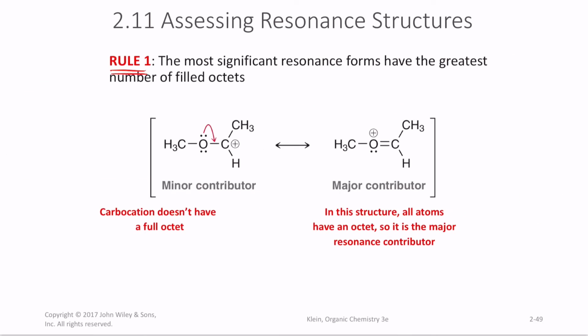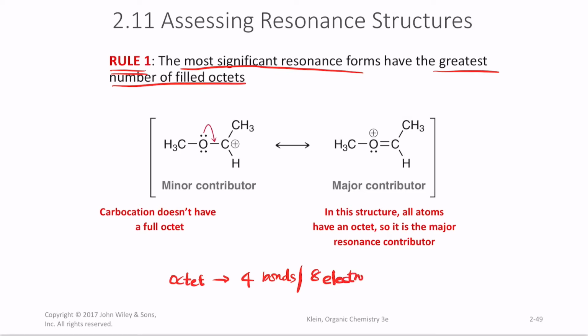The first rule is that the most significant resonance form will have the greatest number of filled octets. Remember that octet represents that it has either 4 bonds or 8 electrons. So carbon here has 3 bonds, so it does not have an octet. Carbon here has 4 bonds, so that has an octet. Hydrogen has 2 electrons, so it has an octet. Again, oxygen here has 8 electrons, so that becomes an octet. Carbon here again has 8, so that's an octet. So that's a total of 4 octets. You don't even need to count hydrogen here, so you can write that there are 3 octets in total.